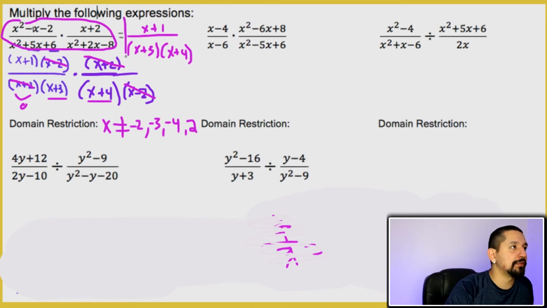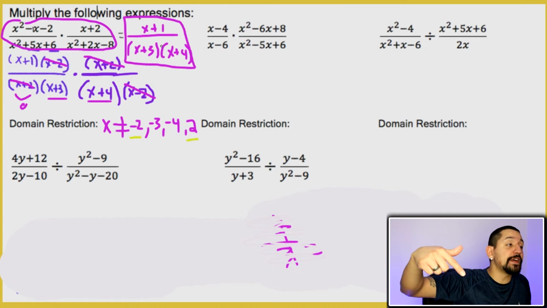So when you have this simplified expression, you would only see these 2 on the bottom. But then if you look at the domain restriction, that tells you, hey, this -2 is not a part of my simplified expression. This 2 is not a part of my simplified expression. They probably had those factors back in the original at some point, which it did.